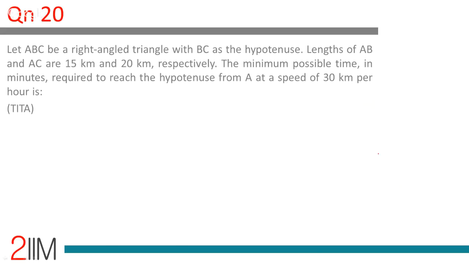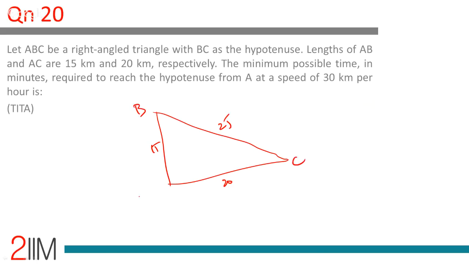ABC be a right angle triangle with BC as the hypotenuse. Lengths of AB and AC are 15 and 20. Oh, I got this. 15, 20, 25. I like these triangles. I'm a big fan of Pythagoras. So this is BCA. AB and AC are 15 and 20. The minimum possible time in minutes to reach the hypotenuse from A at a speed of 30 kilometers per hour. So we're going directly here.